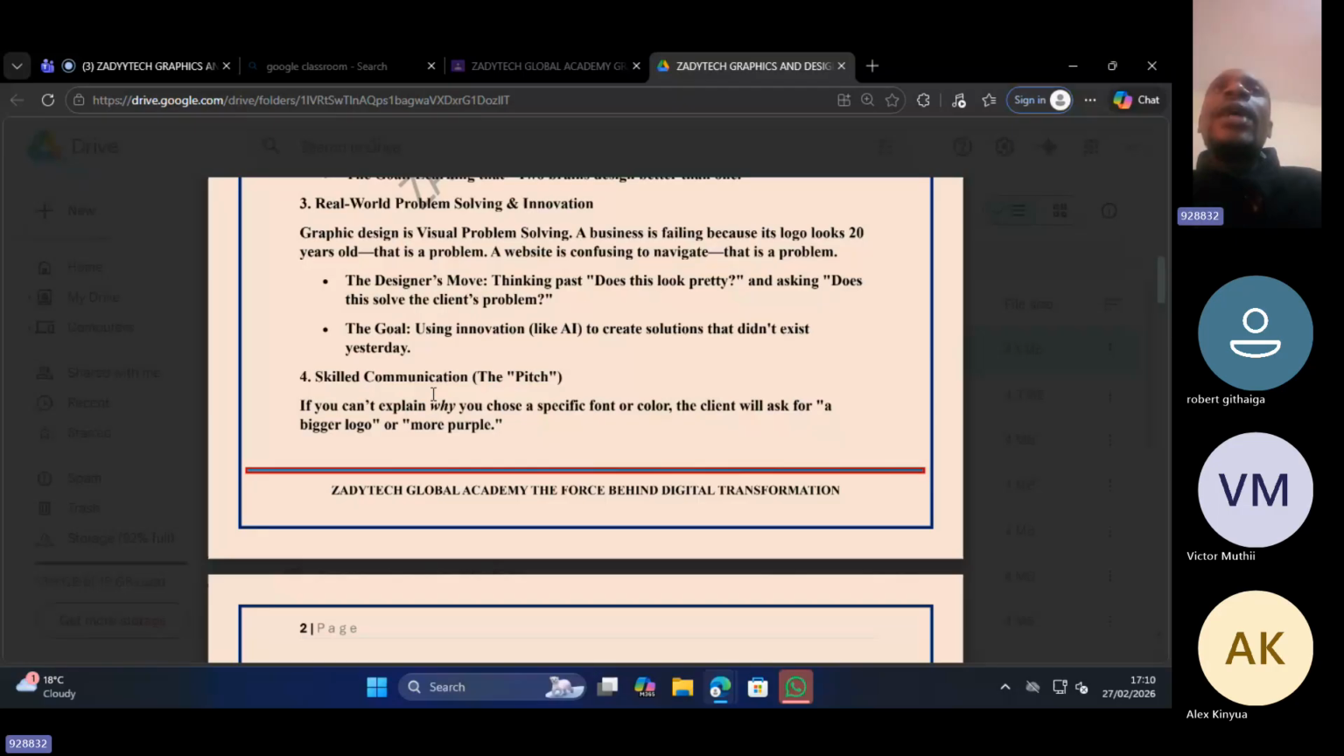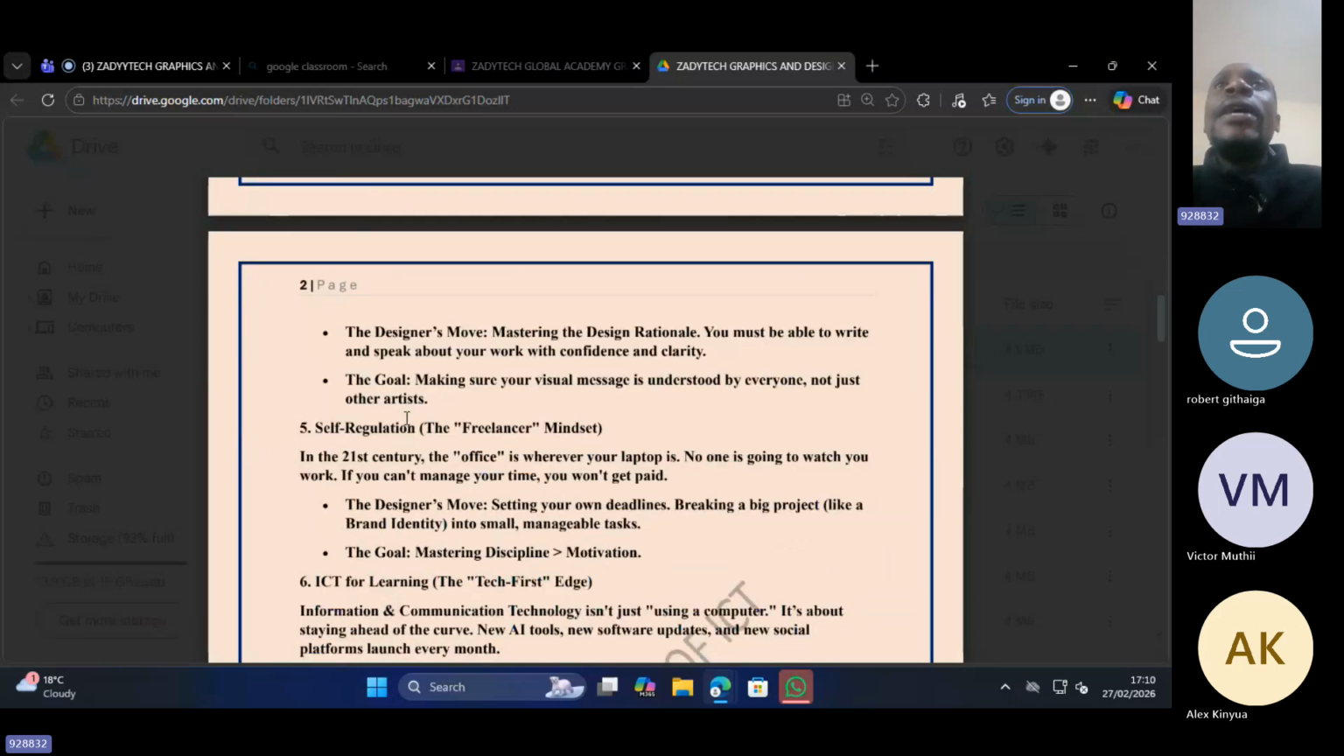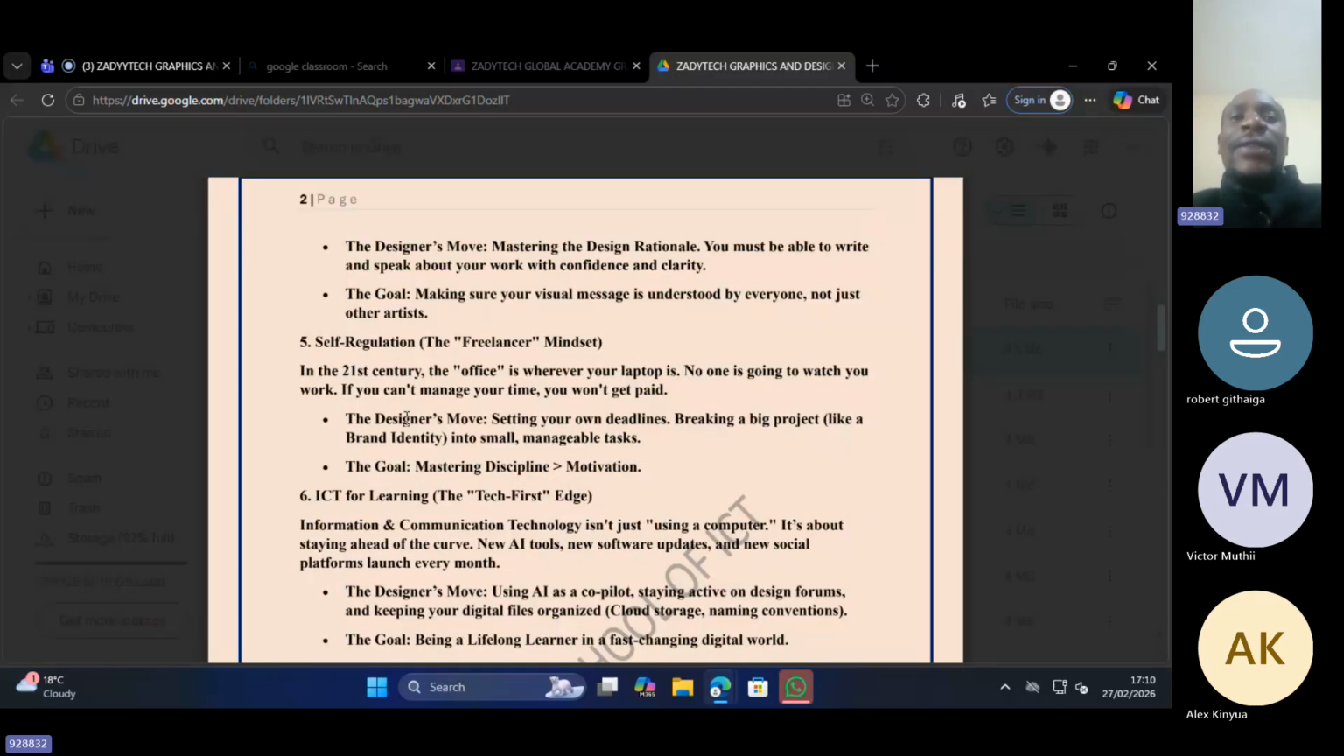So when it comes to this communication as a designer, let's see what you are supposed to do. Mastering the design rationale, you must be able to write and speak about your work with confidence and clarity. For example, you have a design that you are already working on, then you are presenting it to your client, your potential client, or to your fellow designers outside there.